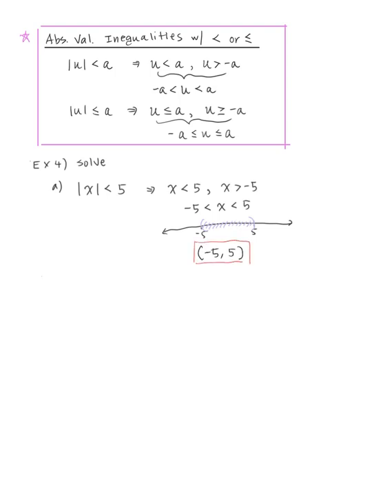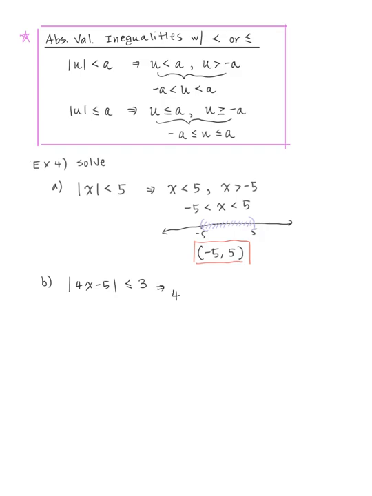Let's take a look at the next example. Let's call this one B. Solve the absolute value of 4x minus 5 is less than or equal to 3. Now let's write the solutions in interval notation, and let's also graph the solution set for this. Are you guys ready? So we're going to drop that absolute value.